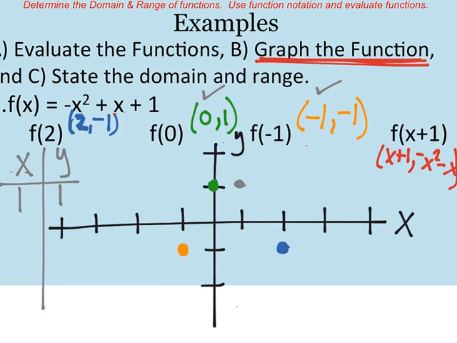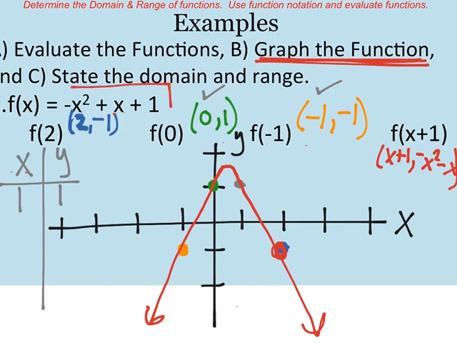Okay. So I've got a pretty good idea of what this graph looks like now. I'm going to go ahead and graph it. I'm going to go ahead and connect my values. I know that it tops out somewhere up there. And I'm going to connect all my points. And so I've got this parabola, or this upside down U shape.